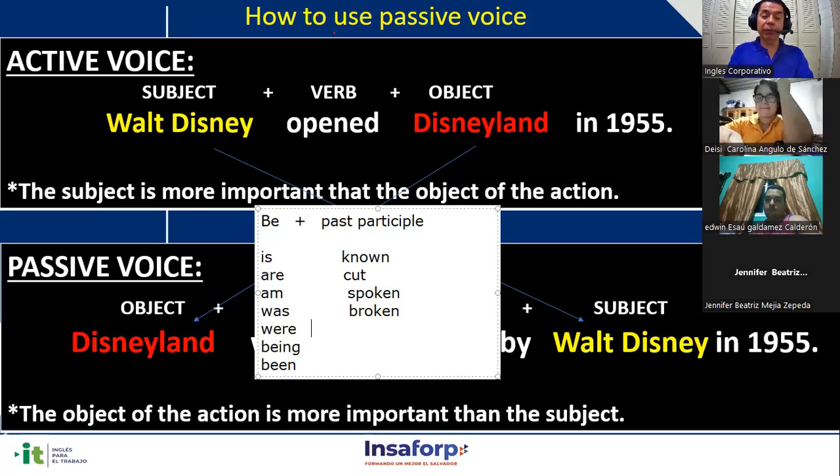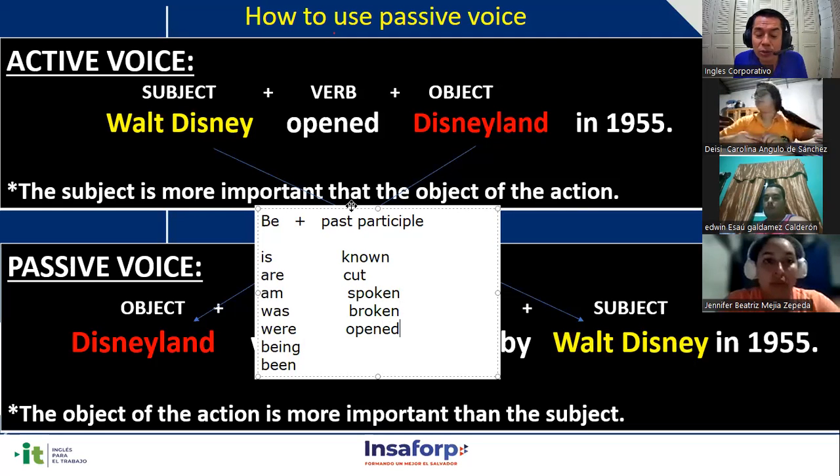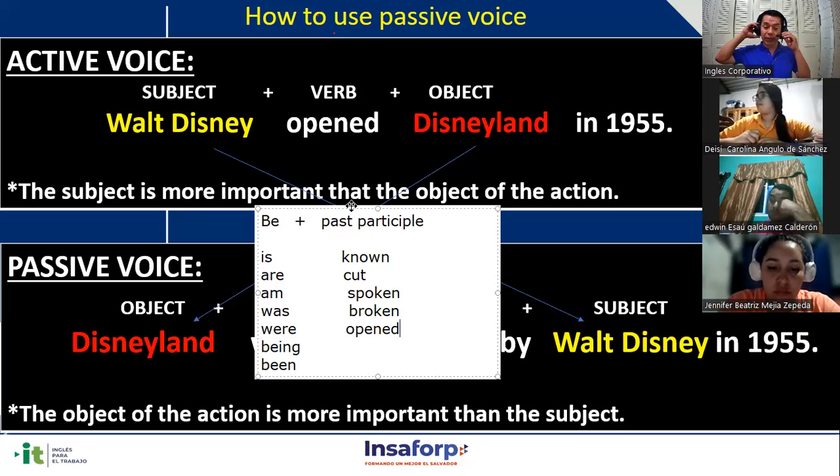What is the past participle of the verb open? Opened is regular, right? So these are the past participles. How do we call past participle in Spanish? It's participio, right? Yo he conocido, yo he cortado, yo he hablado, yo he quebrado, yo he... Bueno, aquí es abierto, ¿verdad? No decimos yo he abrido. No, yo he abierto. So this is the past participle, el pasado participio, right?